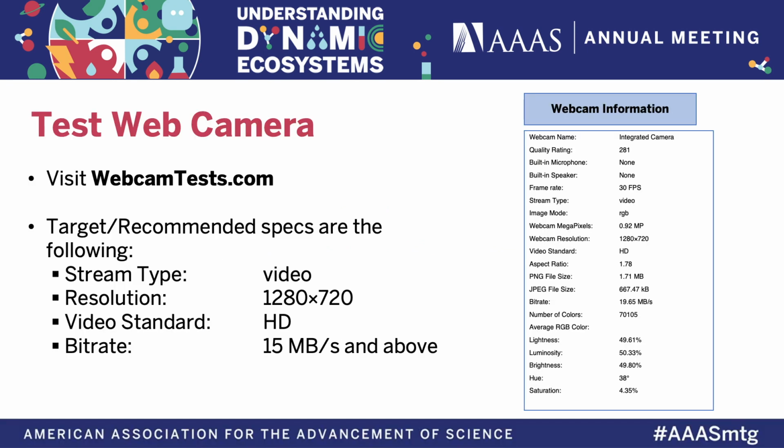You can test your web camera within Zoom. You can also test using webcamtests.com. The target/recommended specs are the following: a stream type that outputs as video, a resolution that is at least 720p, video standard of HD, and a bitrate of 15 megabytes per second and above.